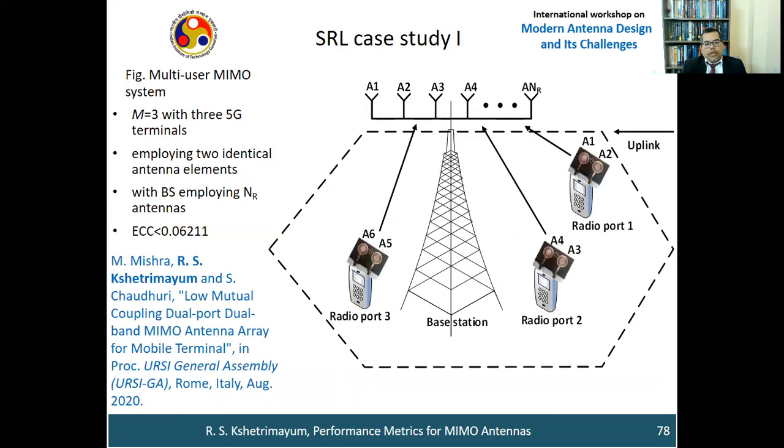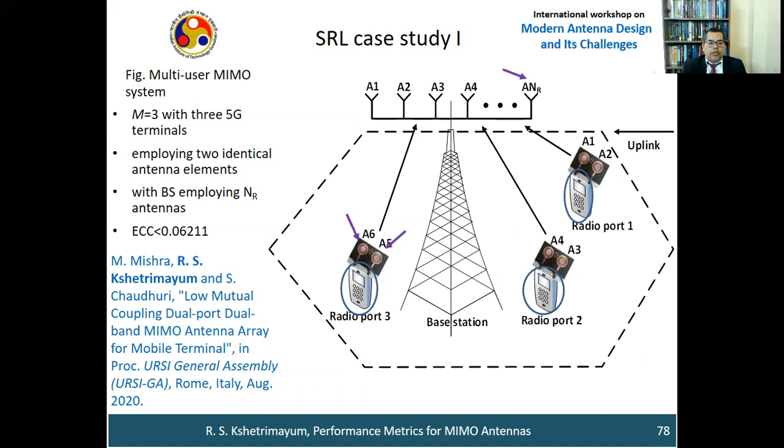So let us do some sum rate loss case study for the uplink. We are considering the same antenna we have used for the 2x2 MIMO system in the previous case study, and we are using this in a multi-user scenario. We consider three users here: user 1, user 2, user 3, and users 1, 2, and 3 have MIMO antennas with two elements, and the base station is employing NR antennas.